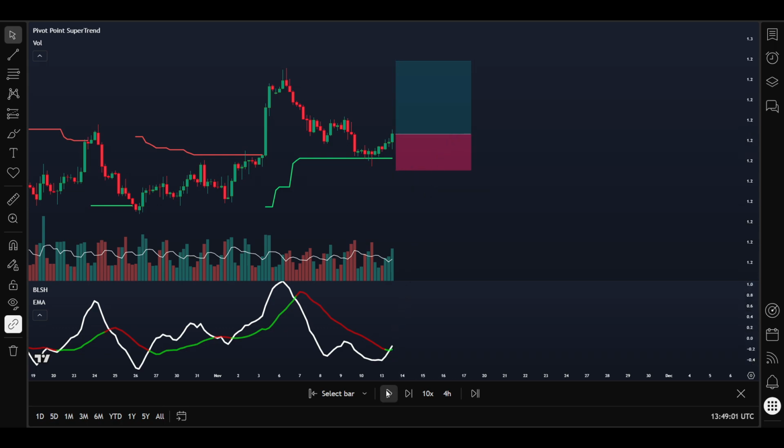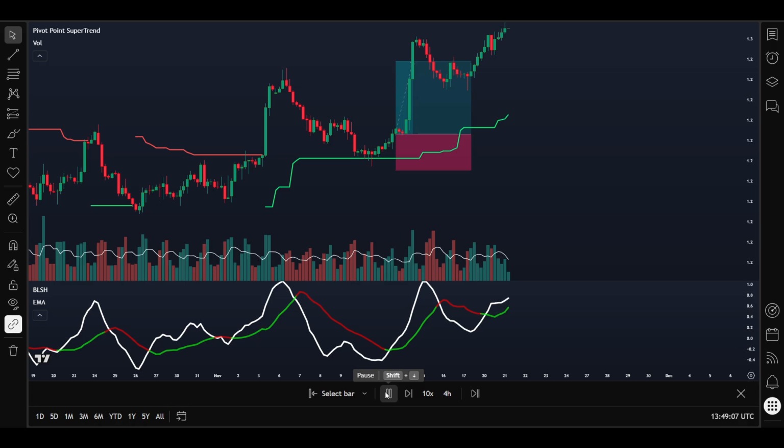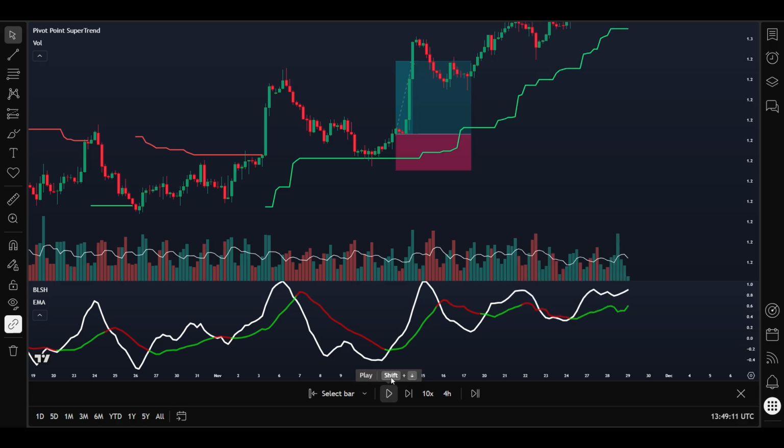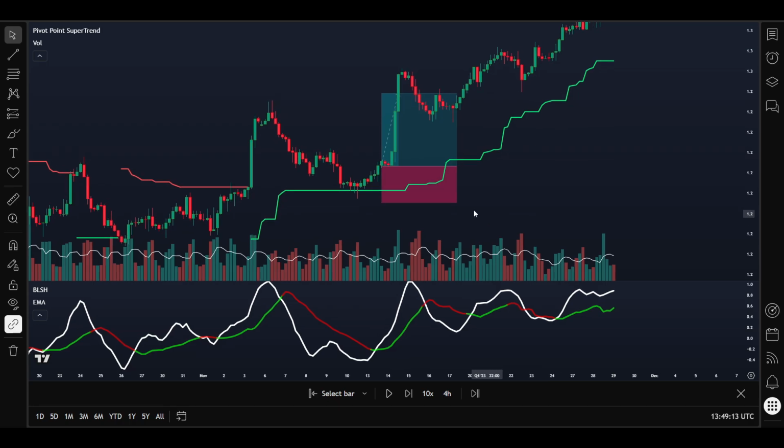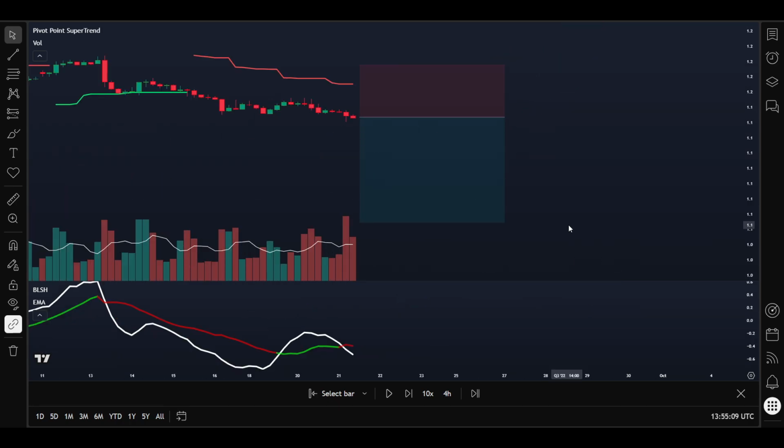Typical path. A small retest as price leans on Supertrend, then continuation while BLSH stays green and the EMA remains above the region. If the crossover happens during a red BLSH state, skip. Timing is off.